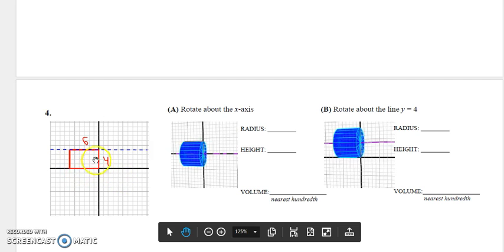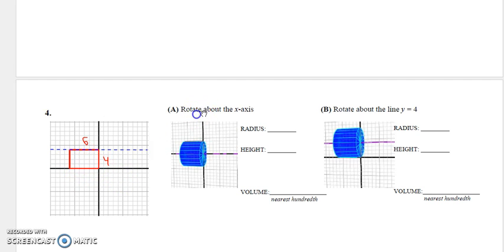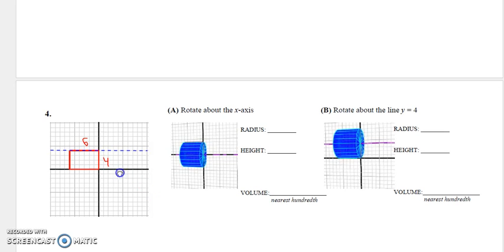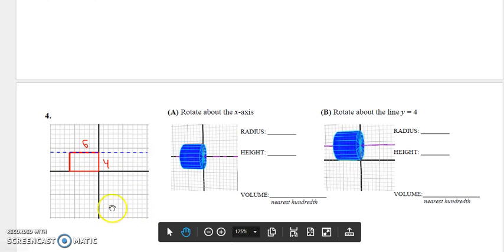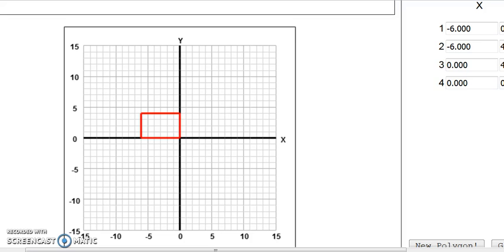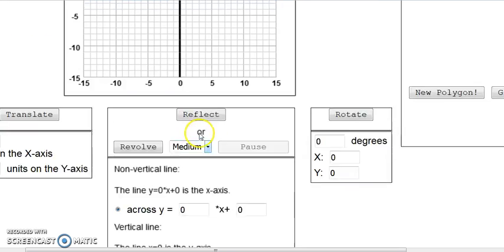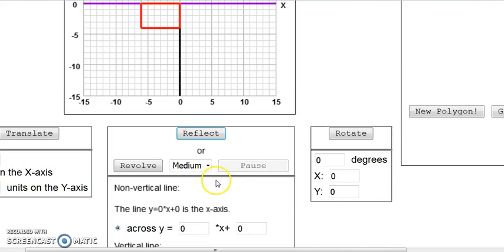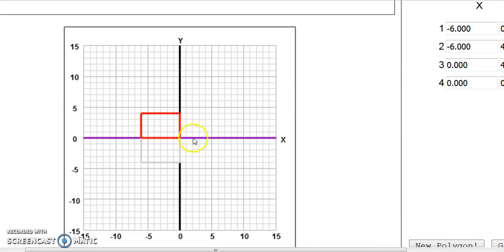So here's our rectangle. We're going to revolve around the x-axis, that's this right here. So we're going to do the same thing we just did with the triangle that resulted in a cone. We're going to trace the line we're revolving around, in this case the x-axis. We're going to trace this line here, flip it down. Now you have the two reflected images.